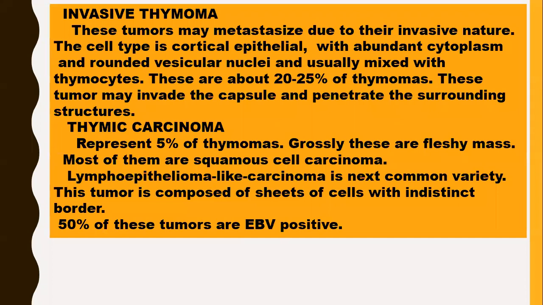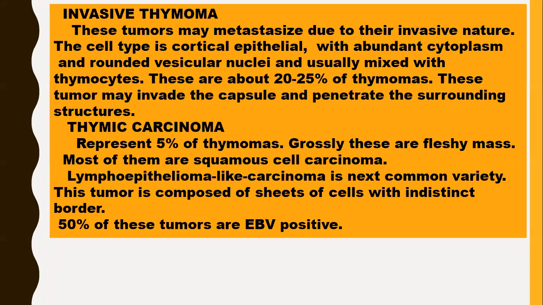Second category is invasive thymoma. These tumors may metastasize due to their invasive nature, and the cell type here is cortical epithelium with abundant cytoplasm and rounded vesicular nuclei, usually mixed with thymocytes, and these are about 20 to 25% of the thymoma. And these tumors may invade the capsule and penetrate the surrounding structures. The third type is thymic carcinoma or malignant type of thymoma. It represents only 5% of the thymomas, grossly these are fleshy in nature, and most of them are squamous cell carcinoma.